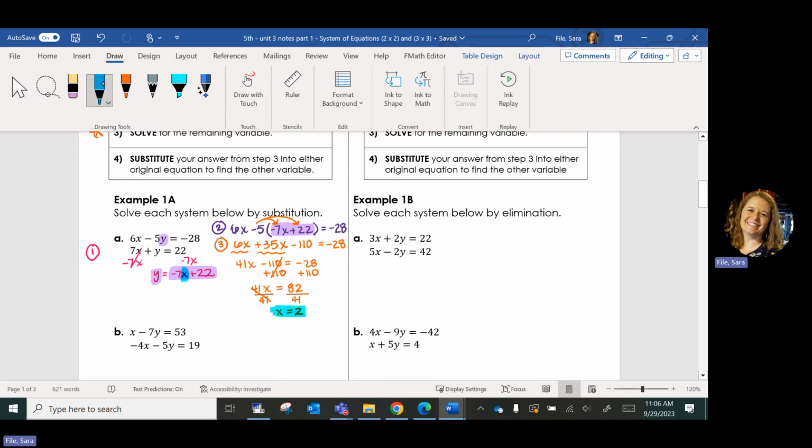So step 4, coming back over here. And I'm going to replace x with 2. Now I need to solve that so I know what y is. So that's negative 14 plus 22. So I get 8. So that's the substitution I made right there. I replaced x with 2, since that's what I found in step 3.